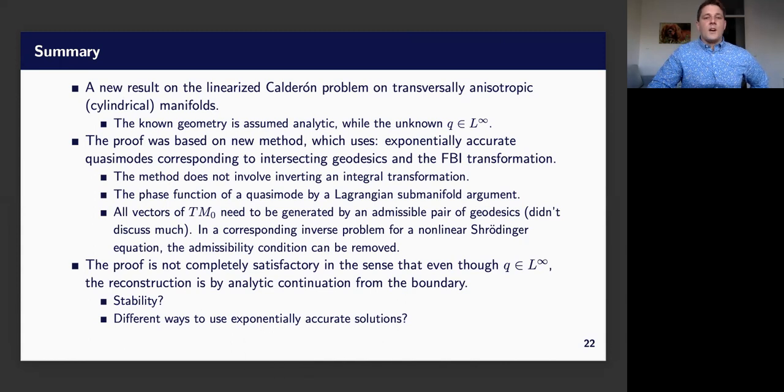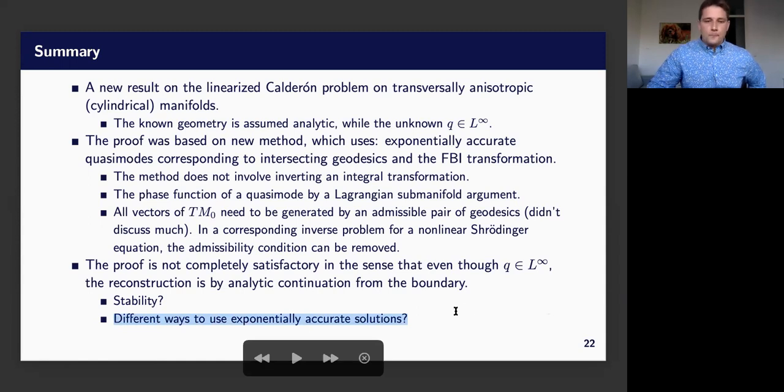And a final remark: our proof, in my opinion, is not completely satisfactory. Our unknown could be in L infinity, but in the end, the reconstruction of the unknown potential Q was by analytic continuation from the boundary. What this means is that, for example, if you try to do a stability result by this method, I would expect that you don't get very good results. This also begs the question of whether you can use these exponentially accurate solutions by some different means. Maybe I can say that we are working on this question currently.